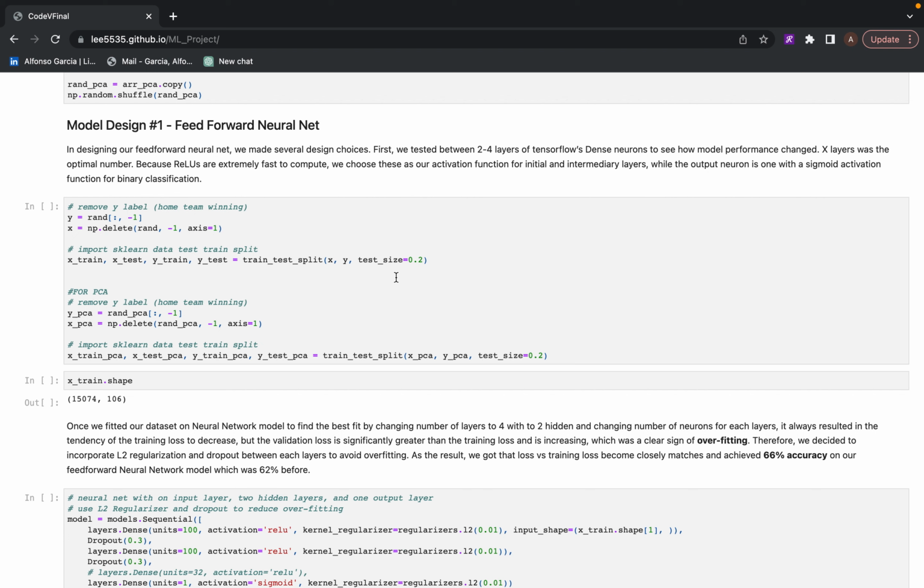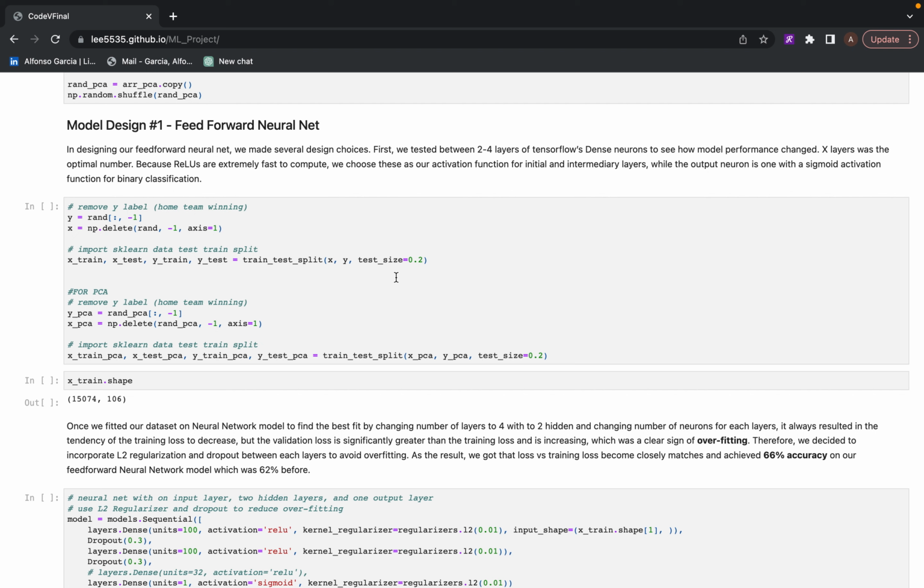The first model that we decided to use was a feed-forward neural net, and we used this because it's commonly used in regression and classification. We decided to tune some of the parameters to test for optimality, and we decided that 4 layers was optimal, with 2 inner layers, 1 input and 1 output layer. We also decided to use dropout to prevent overfitting.